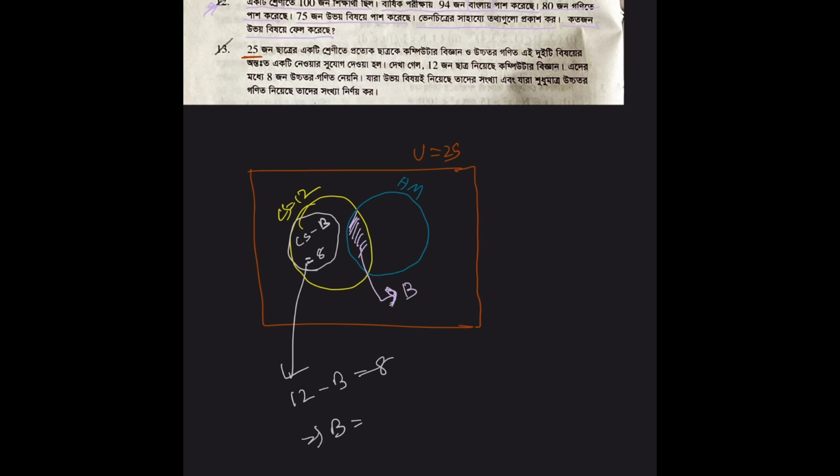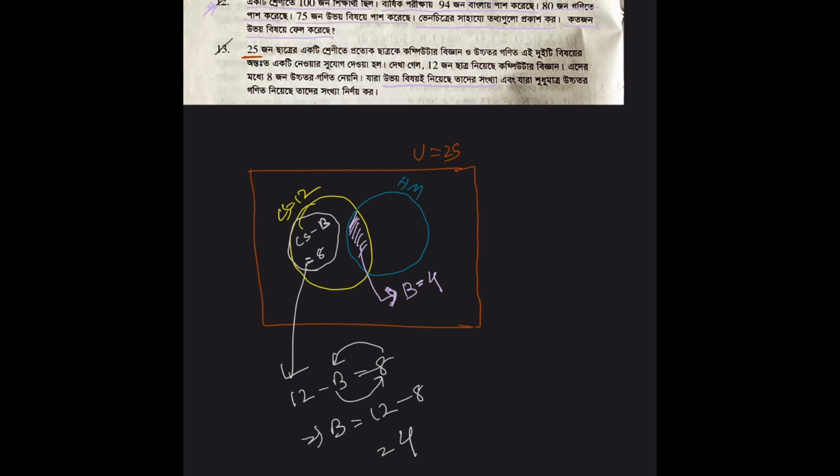So B, the number of students who took both the subjects, is equal to 12 minus 8. You take this over here, this becomes minus 8, and B becomes plus. So this would be 4. So 4 students took both the subjects. That was the first question: how many students took both the subjects? 4 students took both the subjects. The second question: how many students took only higher mathematics?